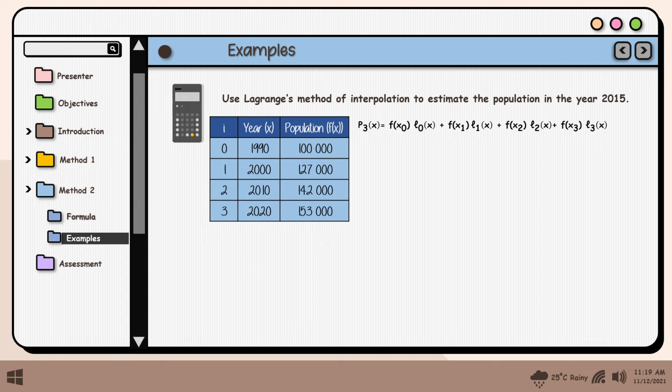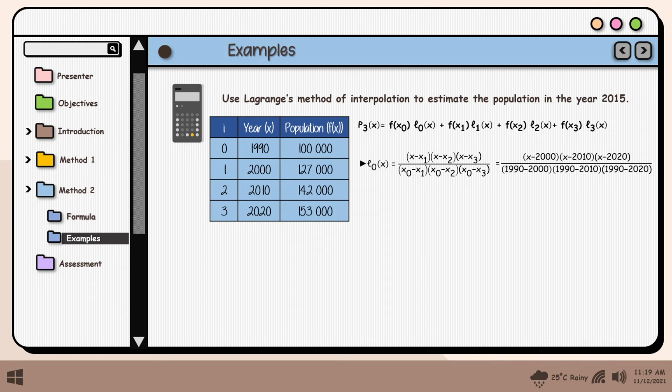So our L sub 0 of x is equal to x minus x sub 1 multiplied to x minus x sub 2 times x minus x sub 3 all over x sub 0 minus x sub 1 times x sub 0 minus x sub 2 times x sub 0 minus x sub 3. Substituting the values, we have x minus 2000, since it is our x sub 1 in the given data table as shown on the left side, multiplied to x minus 2010, multiplied to x minus 2020, all over 1990 minus 2000, multiplied to 1990 minus 2010, multiplied again to 1990 minus 2020.